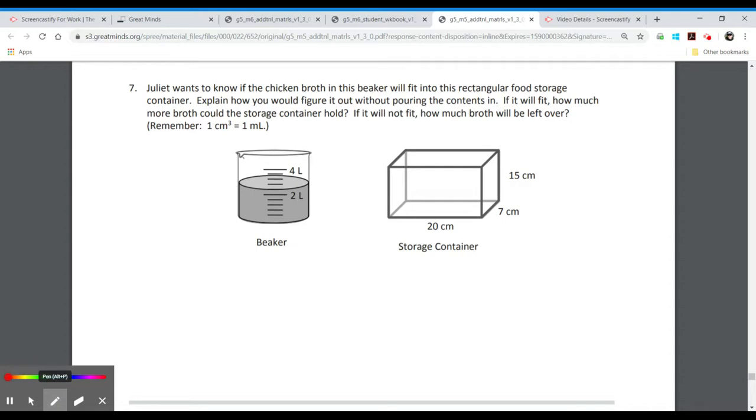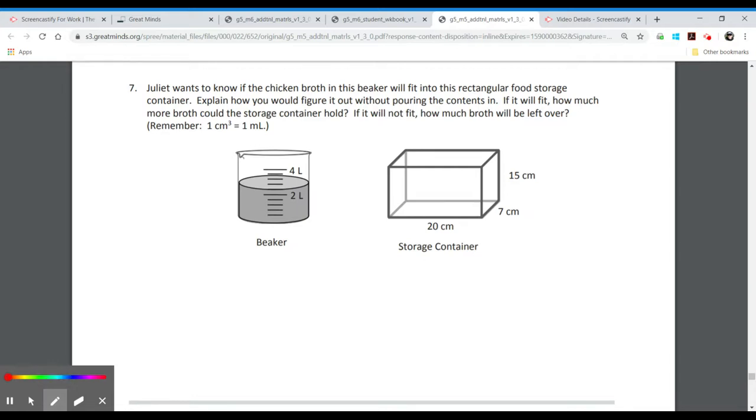We have Juliet wants to know if the chicken broth in this beaker will fit into this rectangular food storage container. Explain how you would figure it out without pouring the contents in the container. If it will fit, how much more broth could the storage container hold? If not, how much broth will be left over?